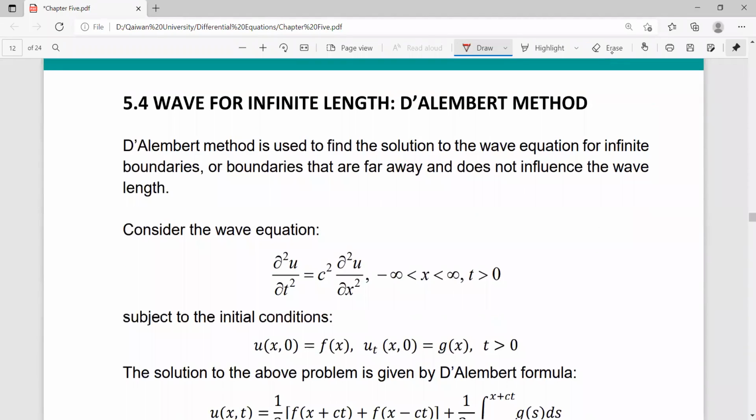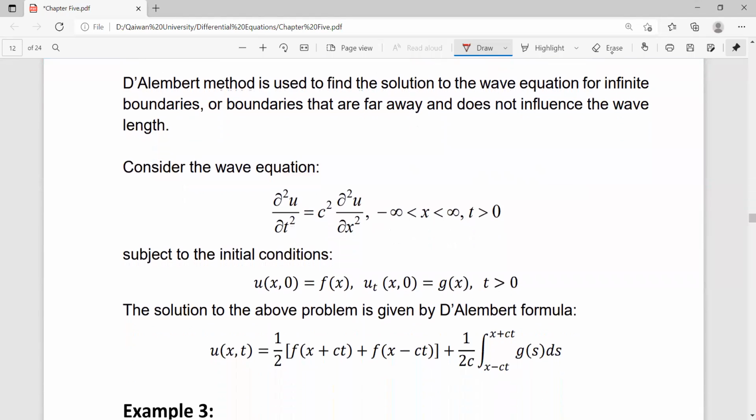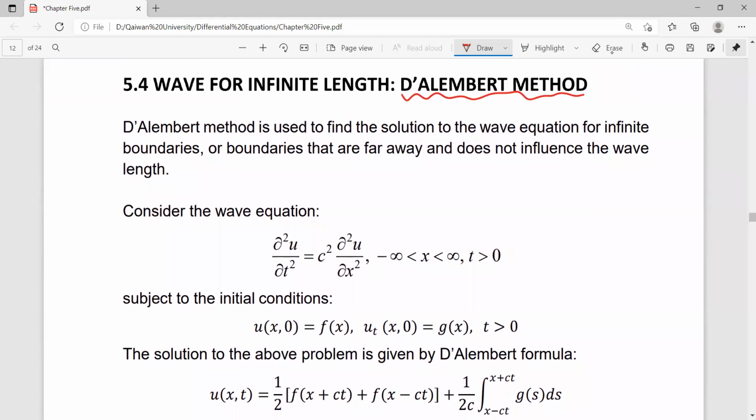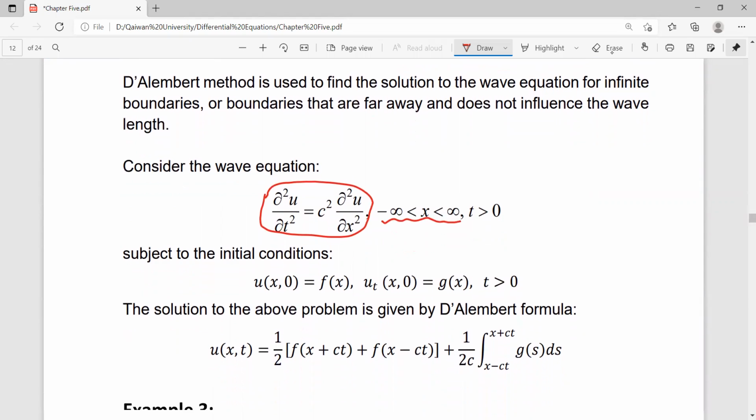And now we have another section, which is wave for infinite length. For the wave of infinite length, we use the D'Alembert method for solving a wave for infinite length. We say if we have this partial differential equation, this is the wave equation. As x is from minus infinity to infinity, that means it is for infinite length.